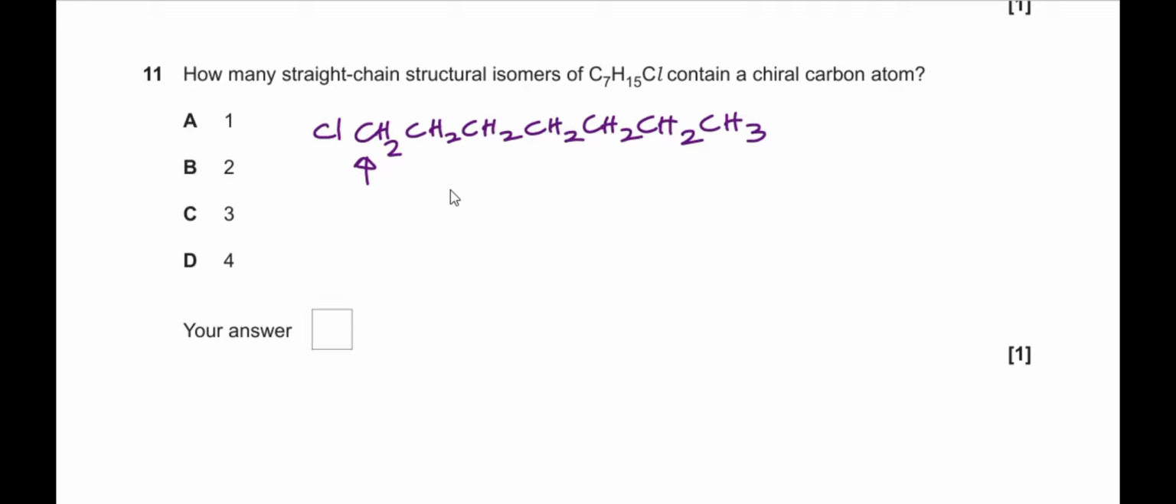Now let us attach the chlorine atom to the second carbon atom here and remove it from the first one. Therefore, this will become CH3 and this will become CH.